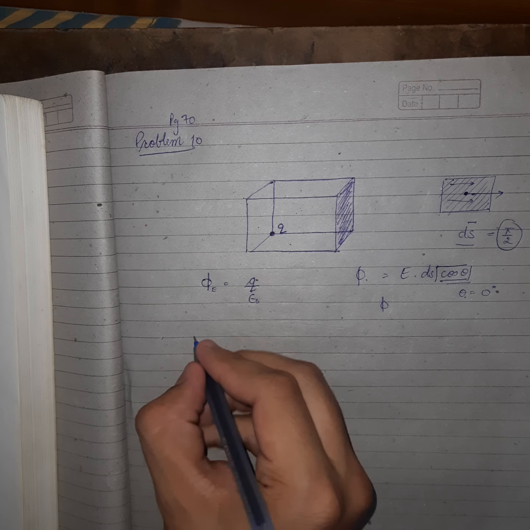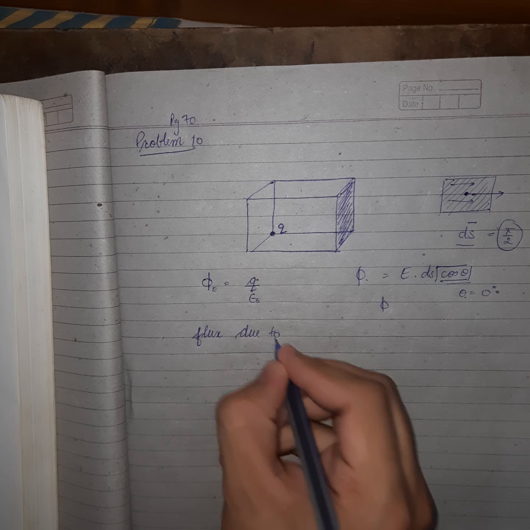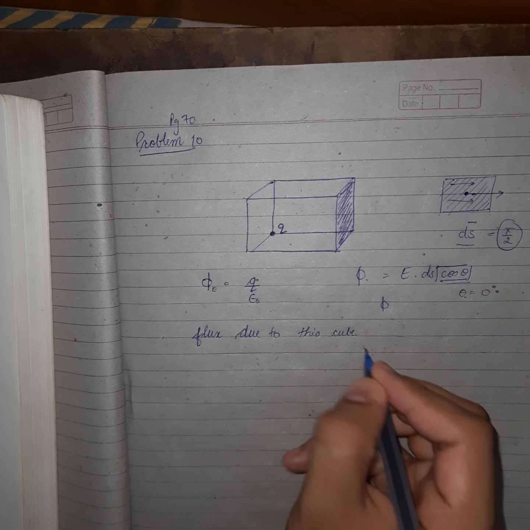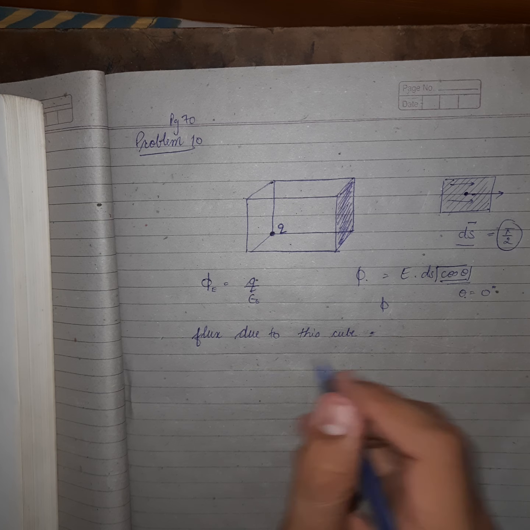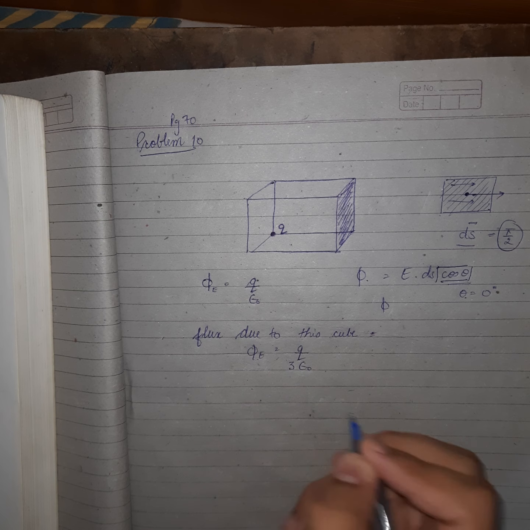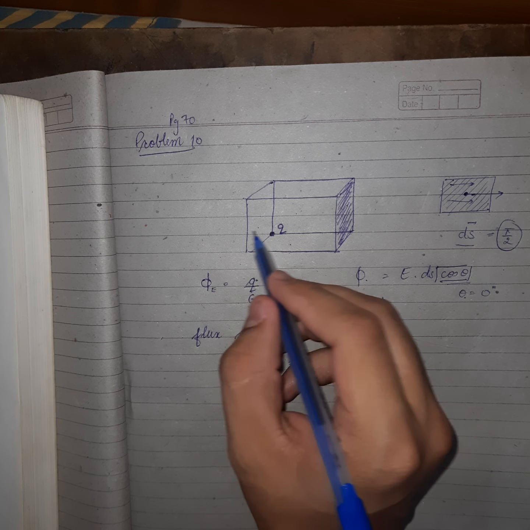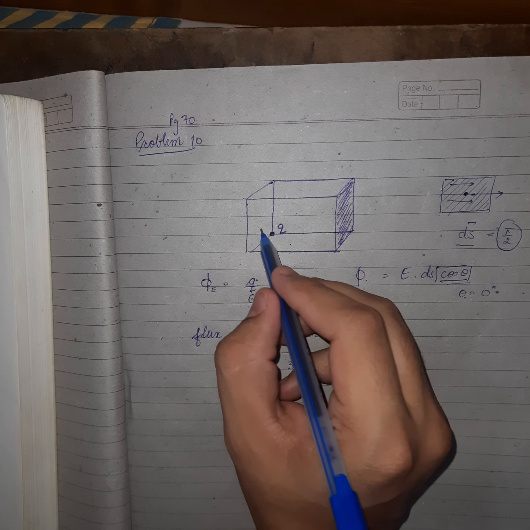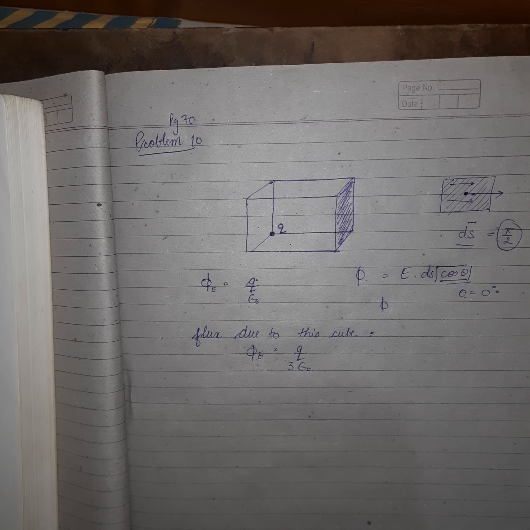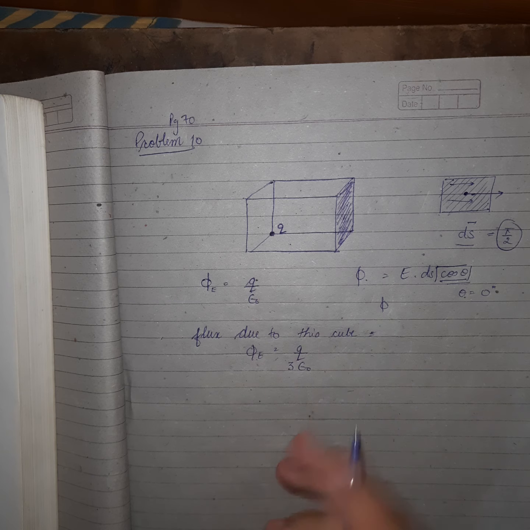So the flux due to this cube is Q by 3 epsilon naught. All right, but we know that the field lines are also crossing this surface, also this surface, so they are also crossing in this direction. So we have to first of all close the surface to calculate the flux for this shaded region only. Okay, so let's close the surface.